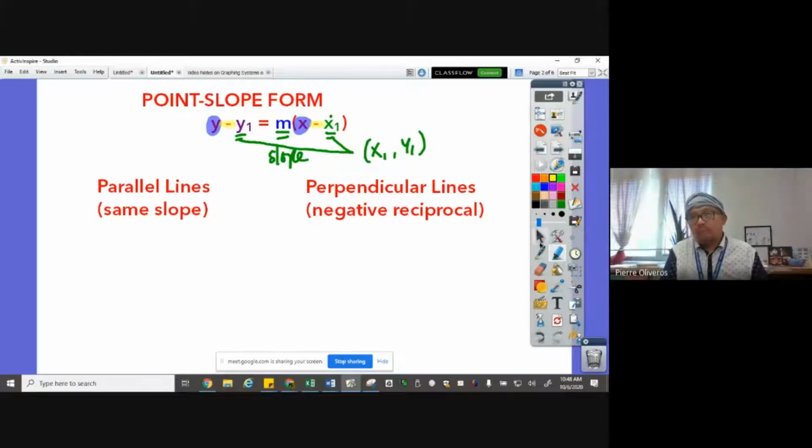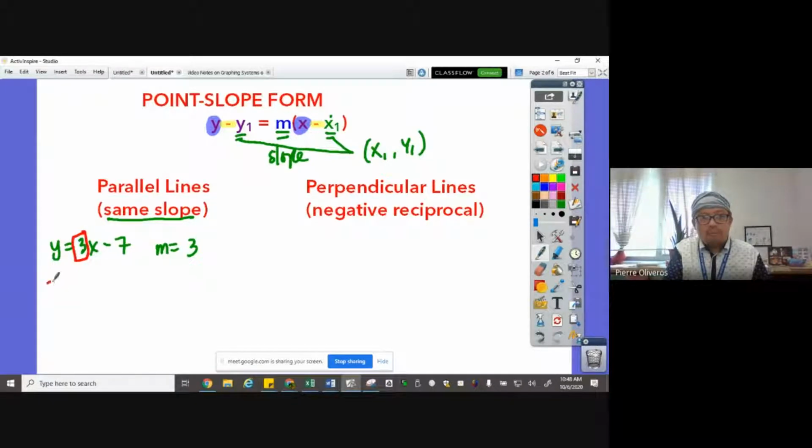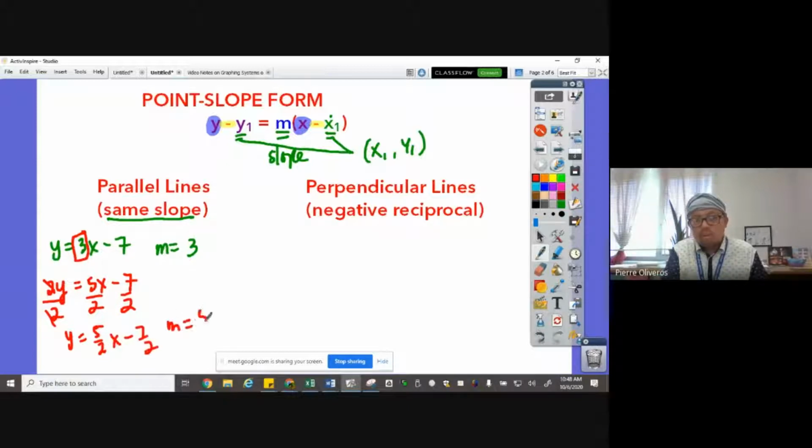So remember that. With parallel lines, they have the same slope. For example, if I have y equals 3x minus 7, the slope that I'm going to use will be 3 because the slope here is positive 3. If I have 2y is equal to 5x minus 7, I have to divide by 2, divide by 2, divide by 2 in order for me to find the slope. So y is equal to 5 halves x minus 7 over 2. So the slope that I'm going to use here is 5 halves. So they need to have the same slope. While in perpendicular lines, they need to have a negative reciprocal.